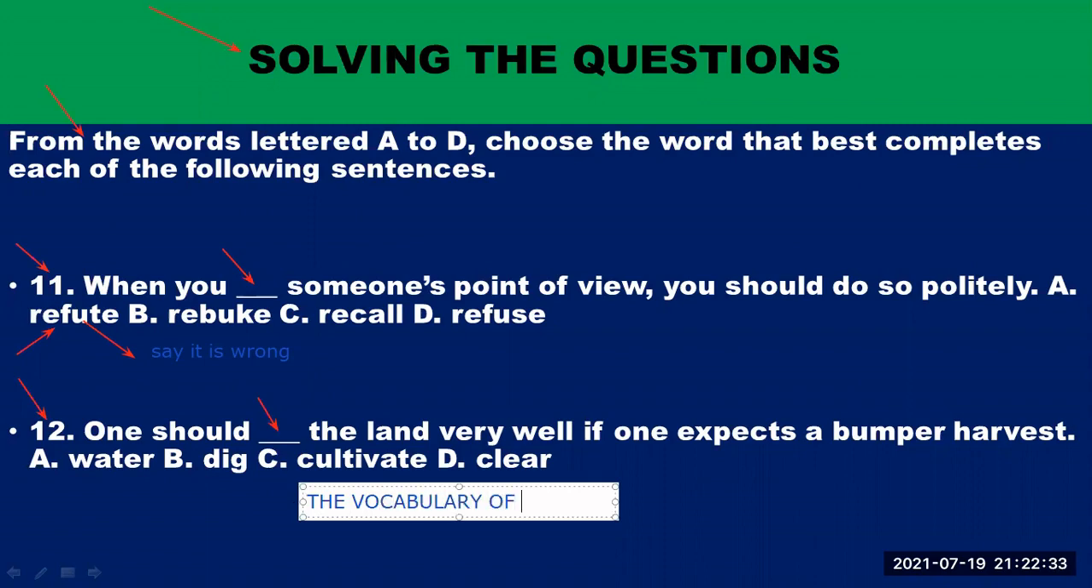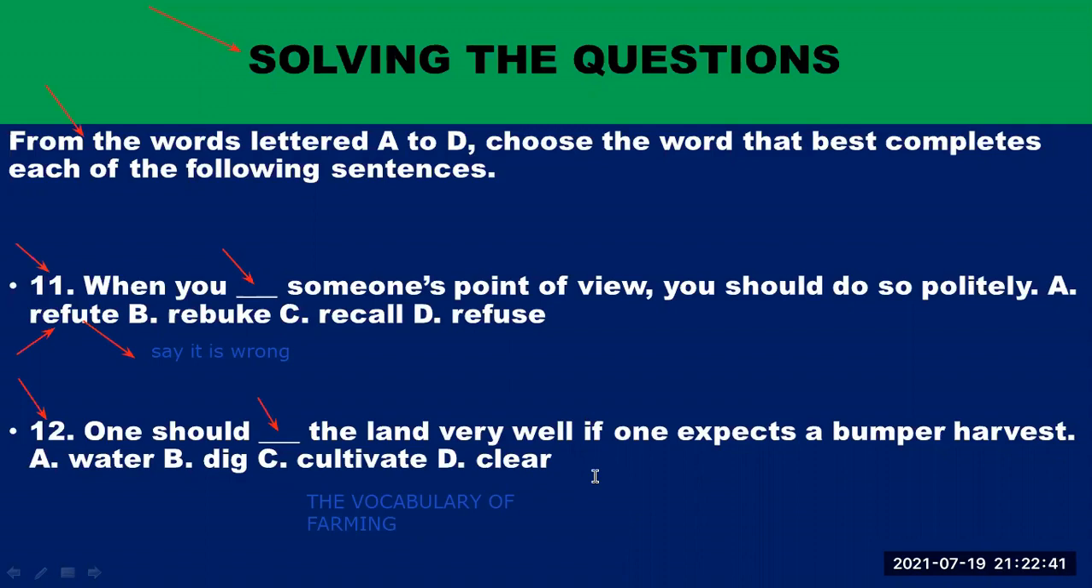And of course, if we look at the options, option A is water. It doesn't convey appropriate meaning if we put water in the gap. One should water the land very well if one expects a bumper harvest. It doesn't convey the intended meaning. Option B is dig, and we say one should dig the land very well if one expects a bumper harvest. It doesn't really make sense.